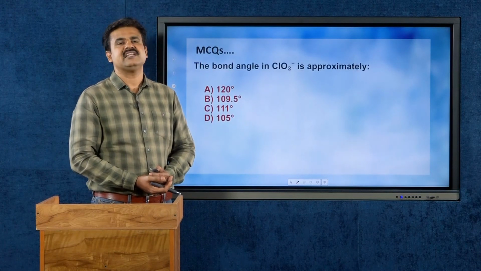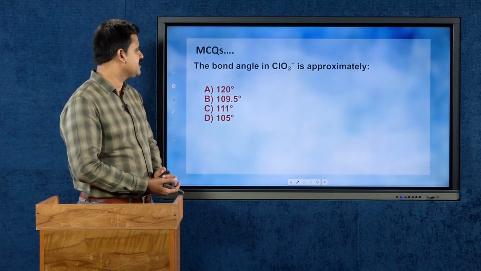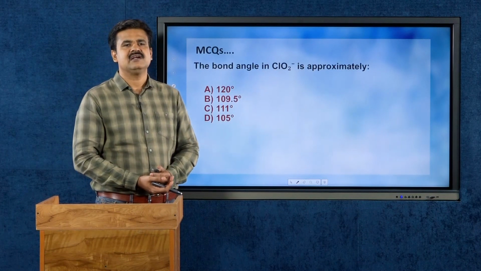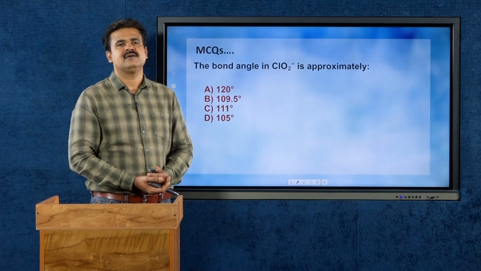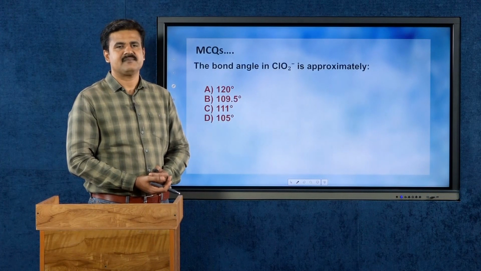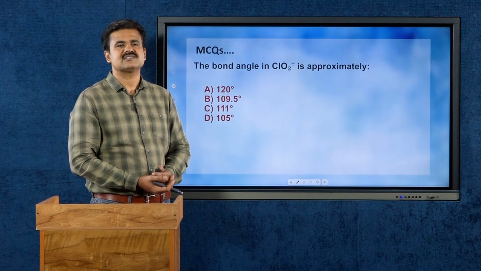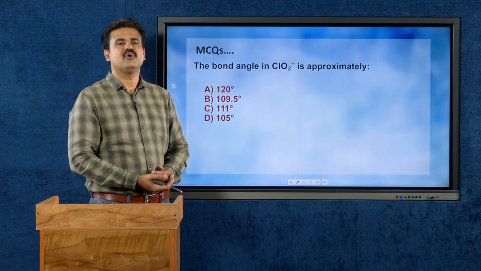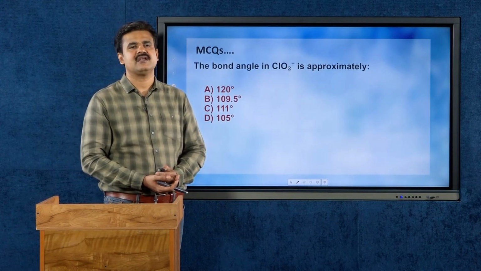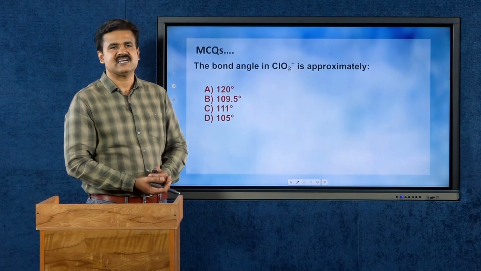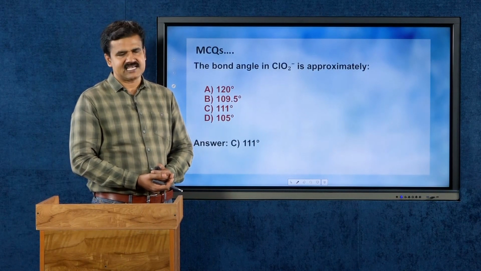The bond angle in ClO2 minus is approximately. These are the values: 120 degree, 109.5 degree, 111 degree and 105 degree. From the molecular formula, you can arrive at the hybridization. The hybridization will be sp3, and we are anticipating a bond angle of 109.5 degree. But owing to the presence of the electron pair repulsion, the bond angle is slightly higher than 109.5 degree, and the correct answer is option C, that is 111 degree.